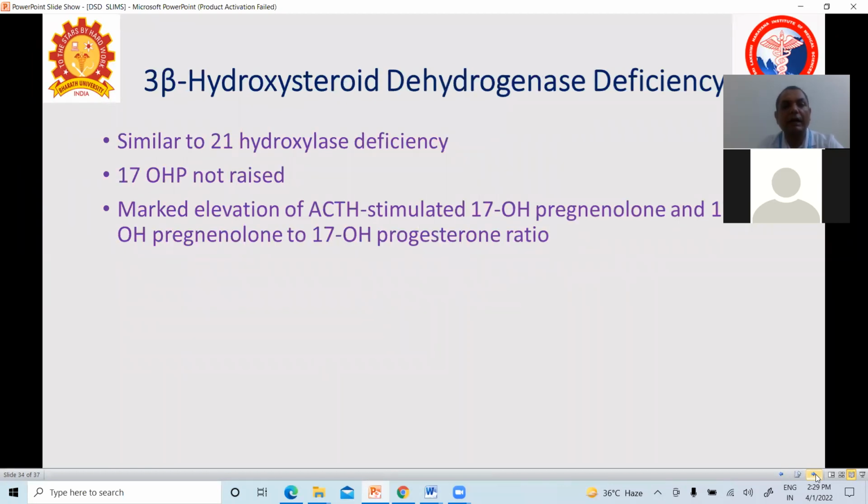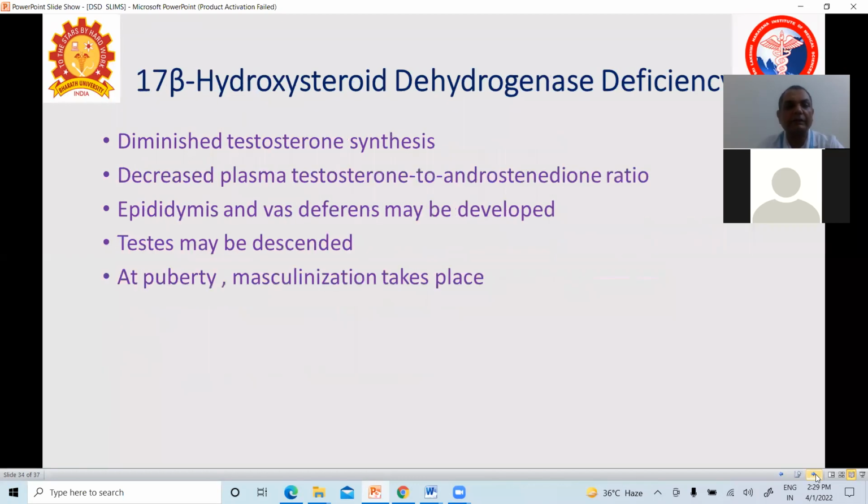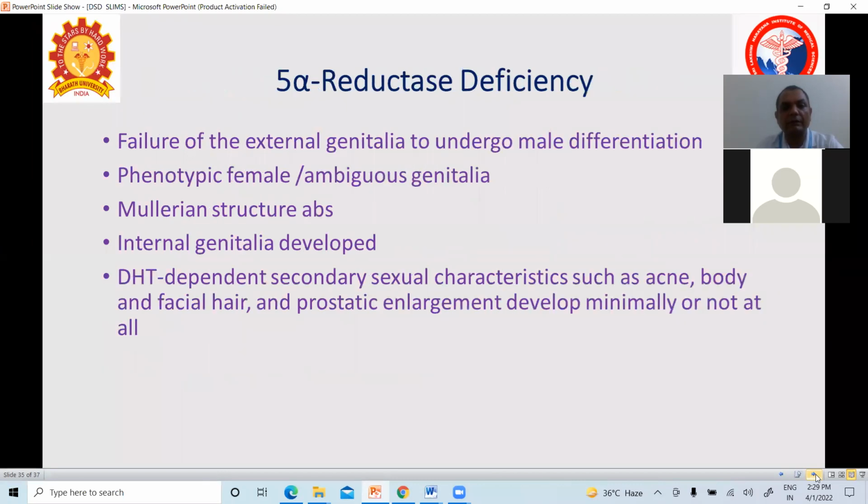In the same way, 3 beta hydroxysteroid dehydrogenase deficiency. Here I told you the clinical picture. I will skip the slide. In 17 beta hydroxysteroid dehydrogenase deficiency, there is diminished testosterone synthesis, decreased plasma testosterone to estrogen ratio, and the testis may be present at puberty.